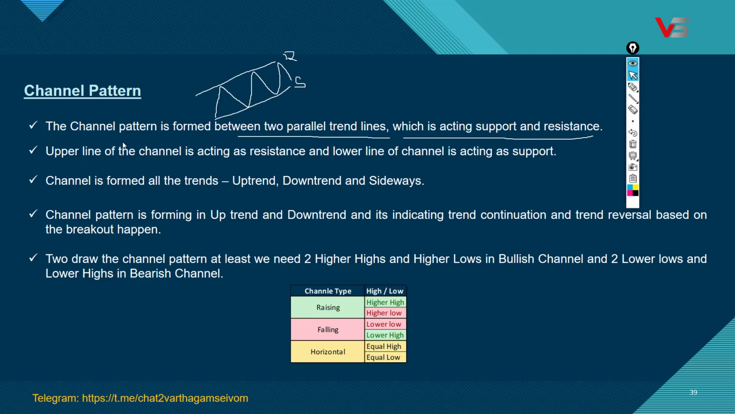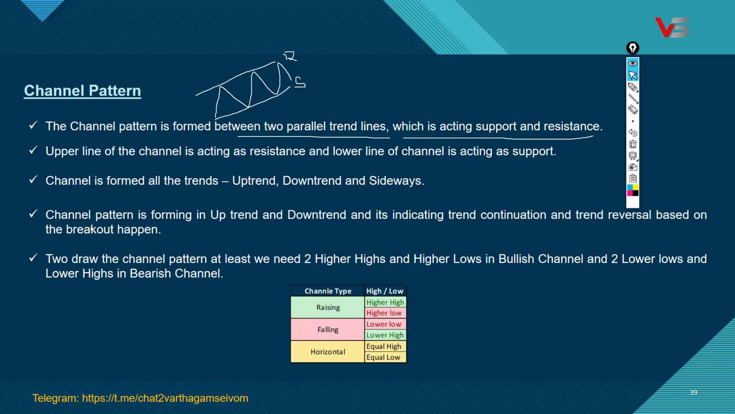And the second point: the upper line of the channel is acting as a resistance and the lower line of the channel is acting as the support. In a channel pattern, the upper line is acting as a resistance and the lower line as a support. The channel is formed in all trends: uptrend, downtrend and sideways. There are three types of channels. One is the rising channel or ascending channel, the second is the falling channel or descending channel, and the third is the horizontal channel or flat channel.